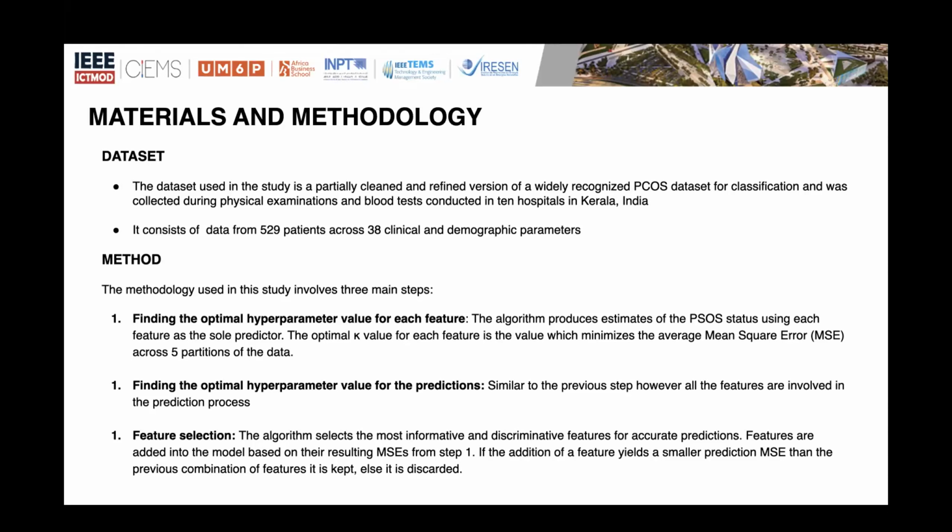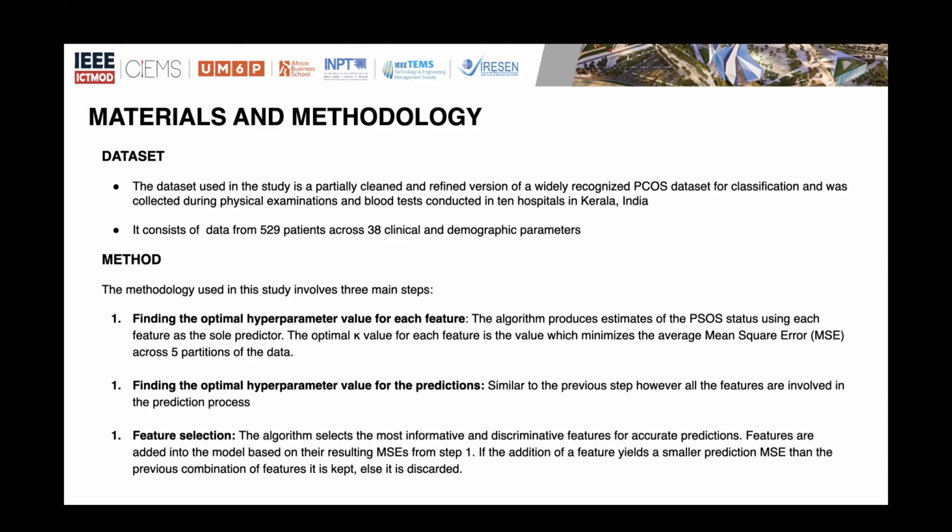So now a bit on the method. The overview of the implementation of this algorithm can be summarized into 3 main steps. Firstly, it is finding the optimal value for the hyperparameter for each feature. What this essentially is, is that the algorithm is now going to produce estimates for the outcomes using each feature as a sole predictor. And then this optimal kappa value would be the value that minimizes the MSE, the mean square error, across 5 partitions of the data.